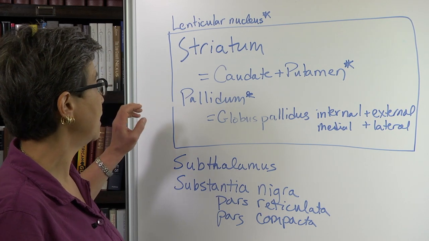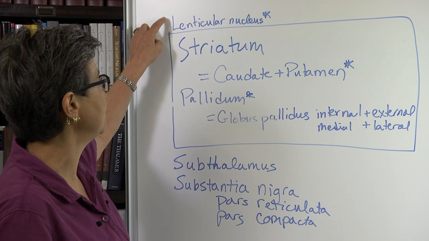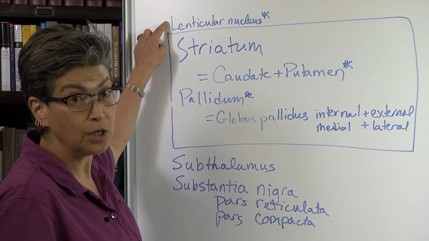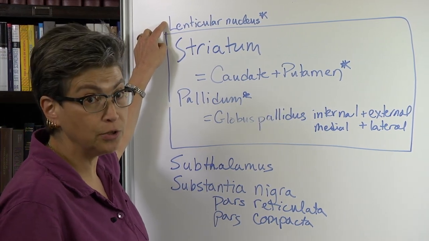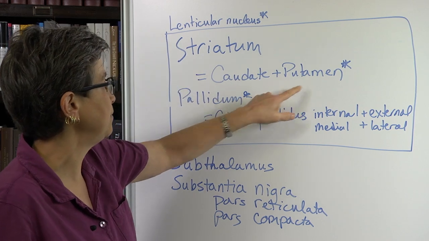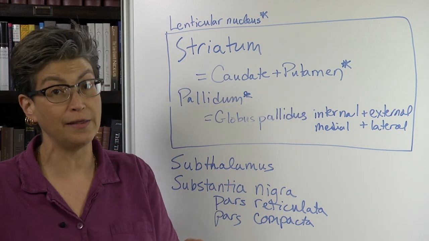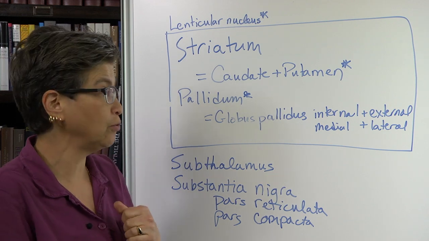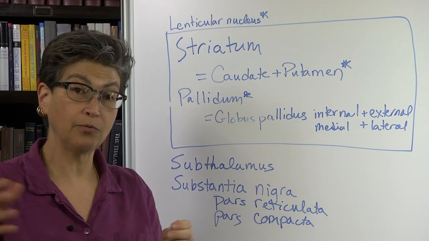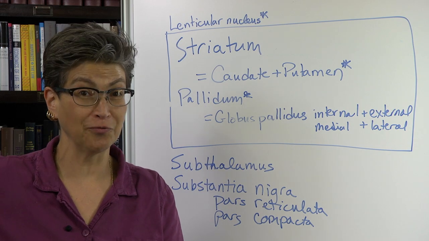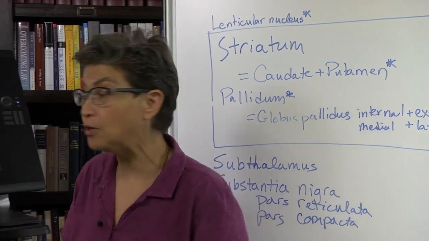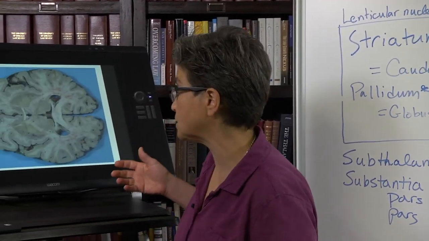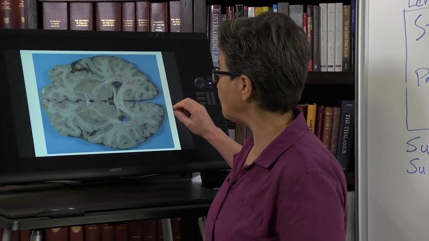Okay, so these are the components of the basal ganglia. One other term that you might hear is the lenticular nucleus, which consists of the putamen plus the pallidum. And we'll see why that is. It's basically a lens shape. We will see that now when we go over to the slides. So let's meet all these various places.